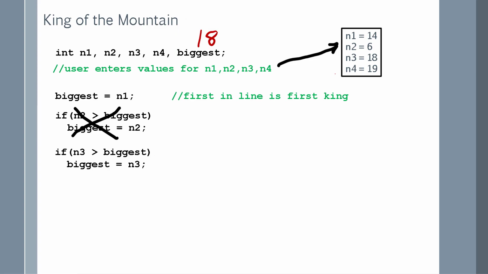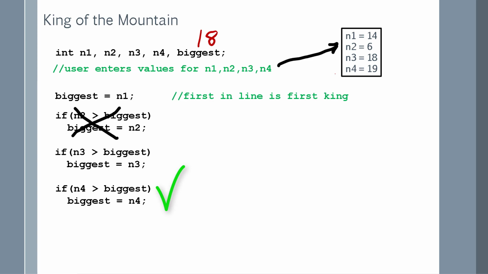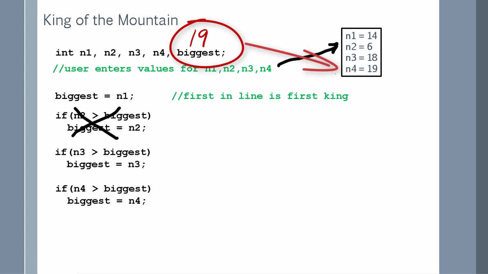Finally, let's check to see if N4 is larger than the current king. Since 19 is larger than 18, the if statement is true, and the 18 stored in biggest gets replaced by the 19 in N4. When these lines of code execute, the biggest variable is going to contain the final current king, which will be the largest value.